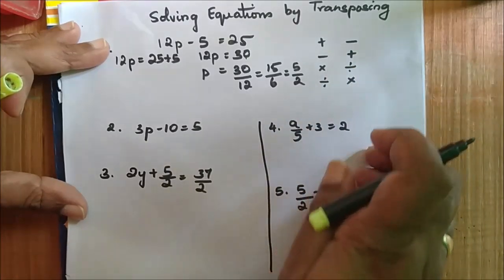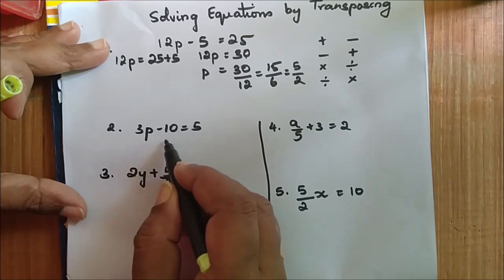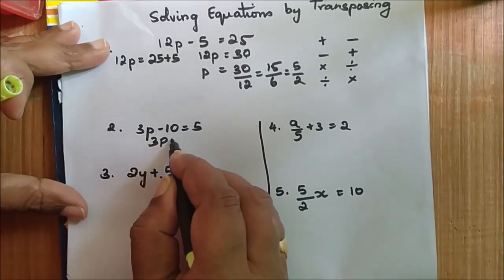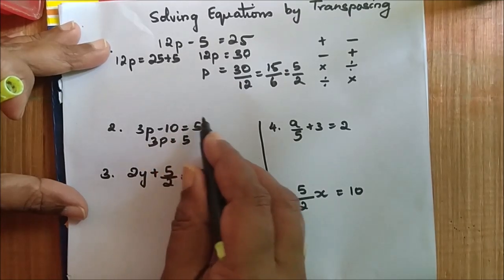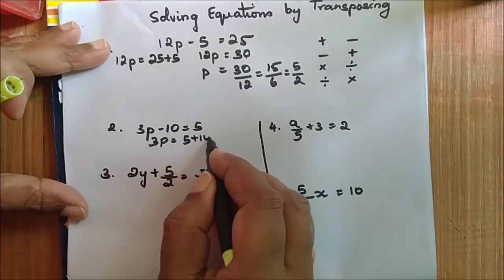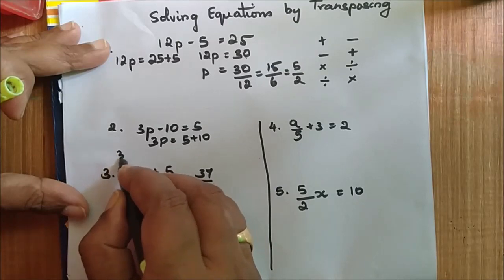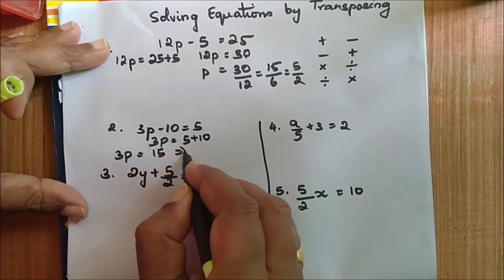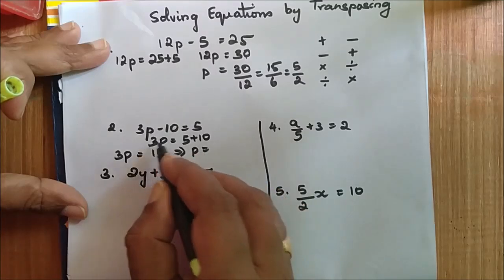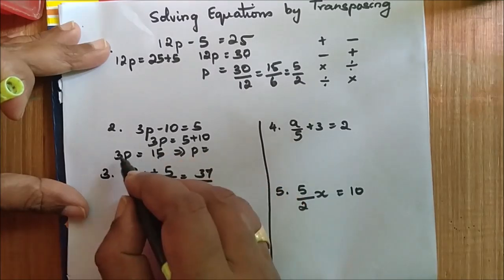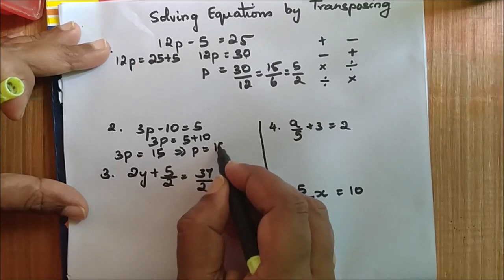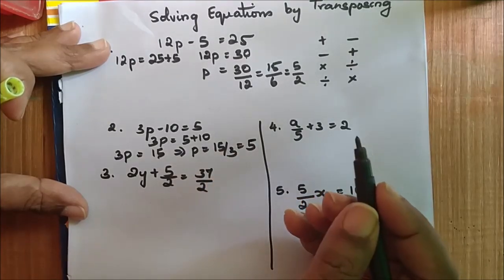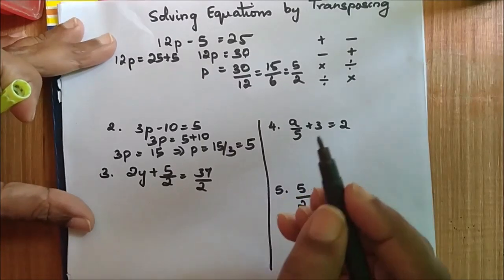Now we'll go to the next sum. 3p minus 10 is equals to 5. What we'll do, 3p we will keep it here. We will take minus 10 to the other side, it will become plus 10. Or in other words, 3p is equals to 15, or p is equals to, I'll take my 3 to the other side, it will become divisible. So 15 by 3 is equals to 5. I hope you understood how we got this answer.